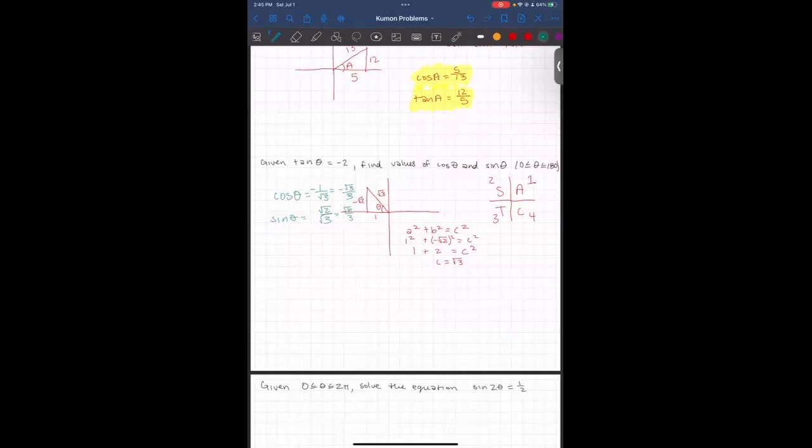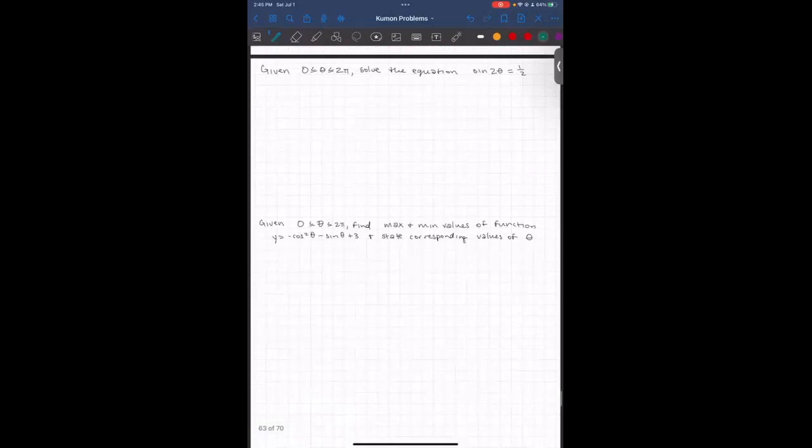Okay, the next equation is given that theta is greater than or equal to 0 and less than or equal to 2 pi, solve the equation sine of 2 theta equals 1/2.